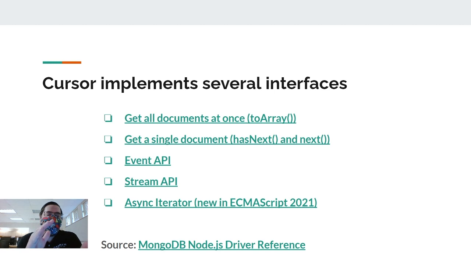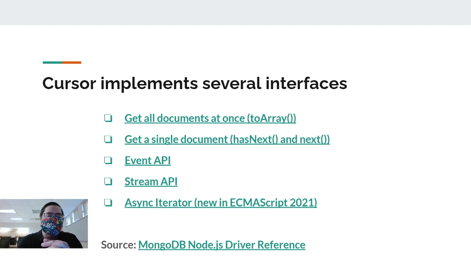So when you call find, both find and aggregate, both of those methods return a cursor. If you call find, you get a cursor. If you call aggregate, you get an aggregate cursor. Both are very similar, but with some slight differences. Both of those cursors implement a few different interfaces that you can use to iterate through them to get the results. One interface is you can say, I want to get all the documents at once, and that's calling toArray.